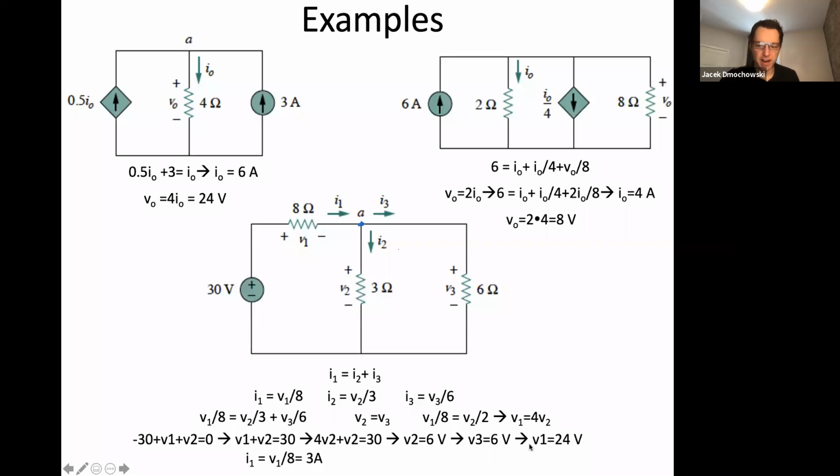So now we have all the voltages, and to get the currents, we simply use Ohm's law at each of these. So for example, to get I1, we divide V1, which is 24, by the resistance 8 to get I1 is equal to 3 amps. And similarly, I2 is equal to 6 volts divided by 3 ohms, which is 2 amps. And I3 is equal to 6 volts divided by 6 ohms, which is equal to 1 amp.